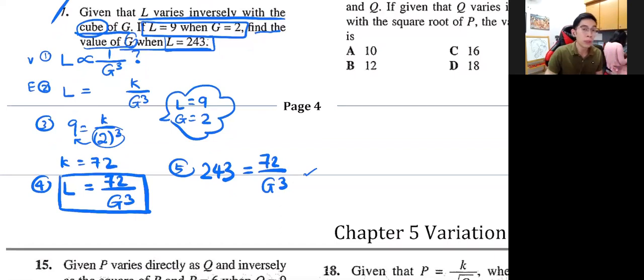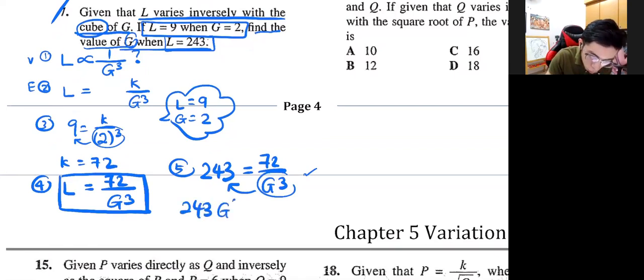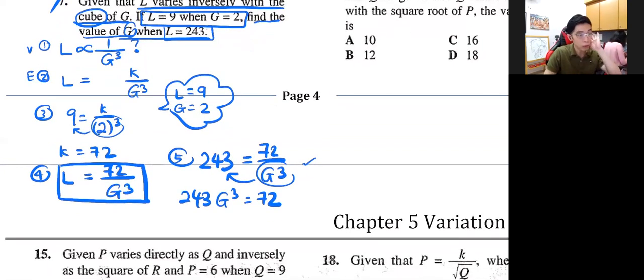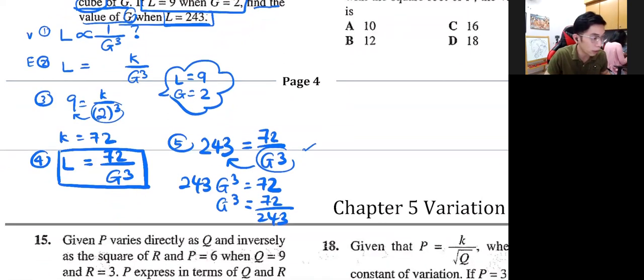Now you do the normal linear equation. So divide, move here, you multiply. So 243 times G cubed. I know these are very simple processes for most of you, but still I have to write it in baby steps. If you already get it, just go ahead, do faster. So G cubed equals 72 over 243, because you're dividing it.